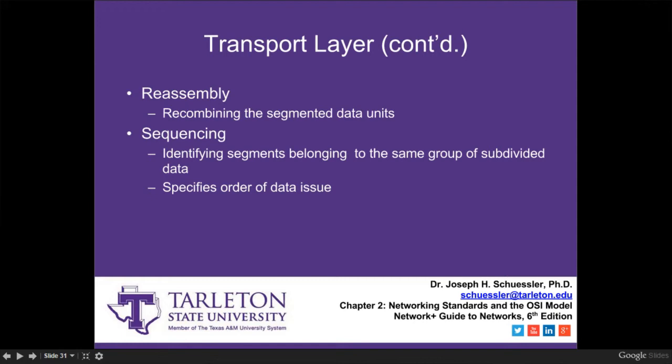Now, if we're going to break messages up into segments, we need some way of reassembling those segments together into a message that makes sense. Especially when we're talking about UDP, we need to be able to put those segments back together in a very specific order, because they may go different routes. So we do that through some sort of sequencing where we tag each segment that goes out with a sequence number, and then we can reassemble them on the receiving side.